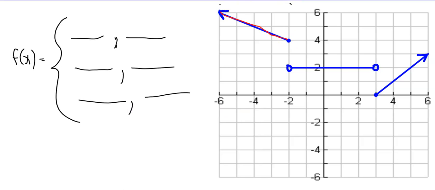Sometimes it helps to do the domain first. I might try that. So this is going to be x is less than or equal to negative 2. The slope looks to be up 1 over 2, so negative 1/2 x. The y-intercept, if it kept going, looks like it would cross there at 3, so plus 3.